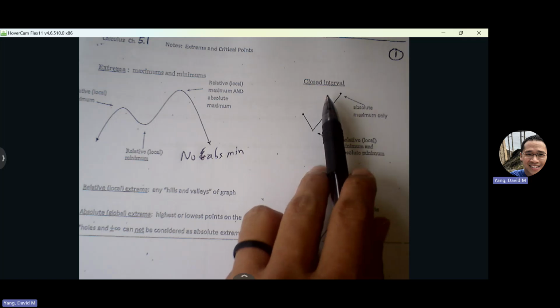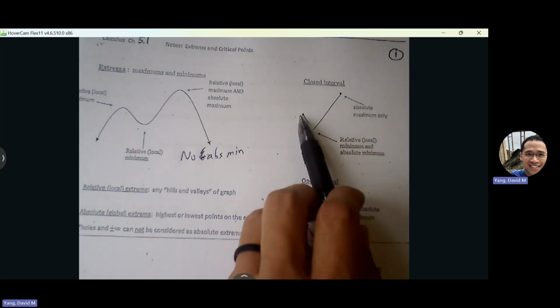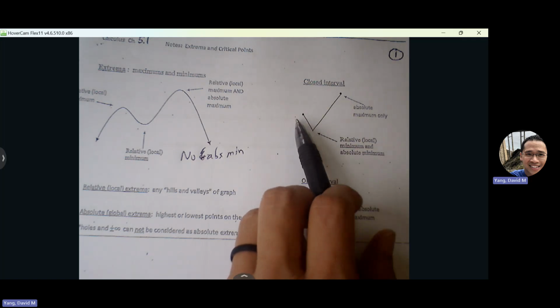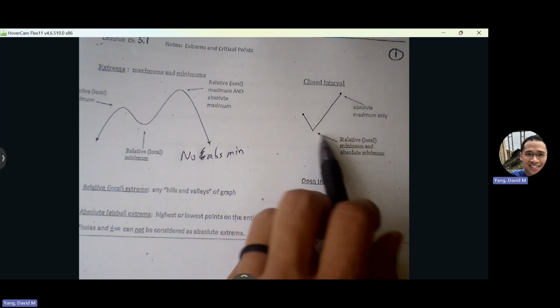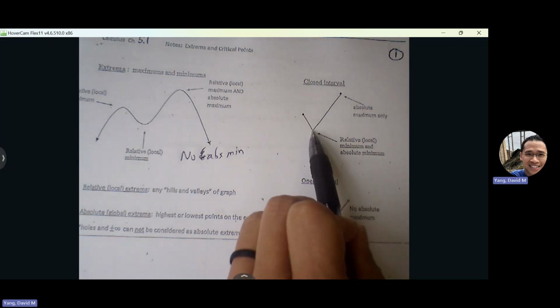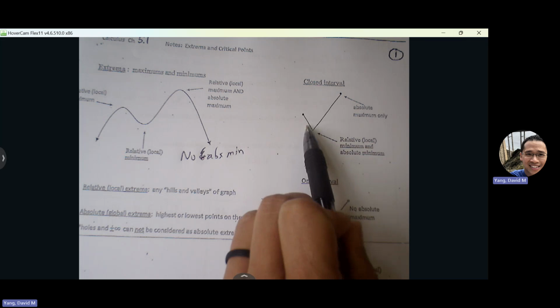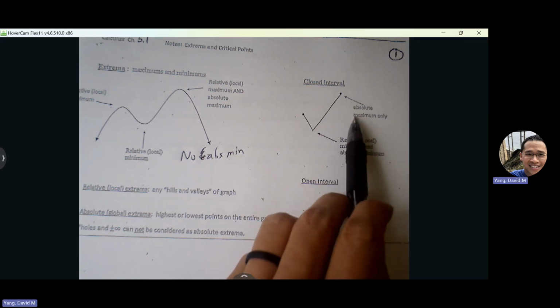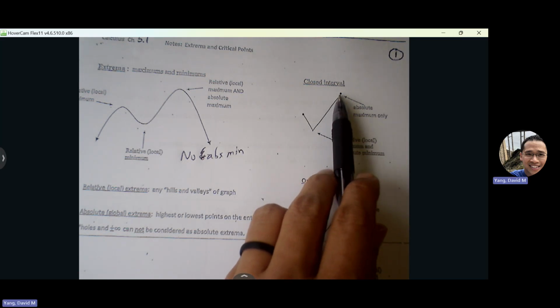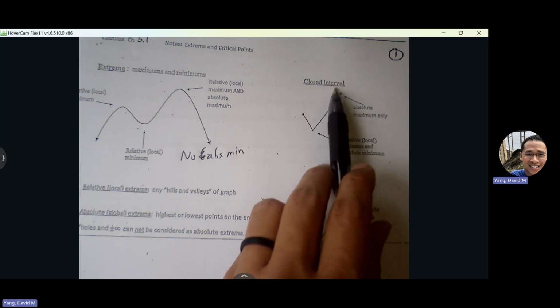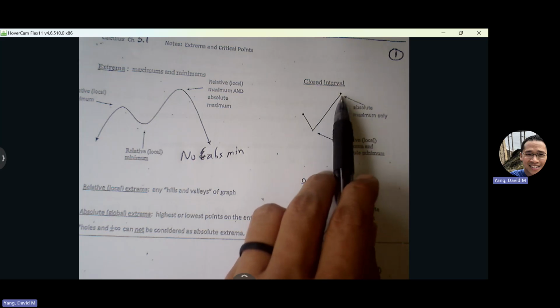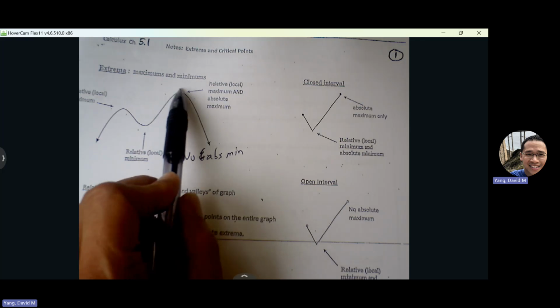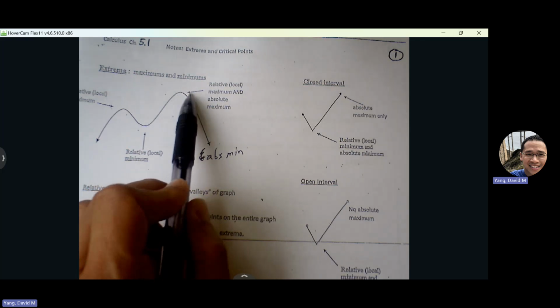Okay, if I have a closed interval here, a closed interval is where your endpoints are nicely defined and it doesn't continue to negative or positive infinity. This graph does have a relative minimum because in this region, it's the lowest point. It's also an absolute minimum because overall, this is the lowest point. This is only considered an absolute max because it is higher than the points around it, but it is not a hill of a graph. It needs to have points on either side in order for it to be considered a relative maximum.